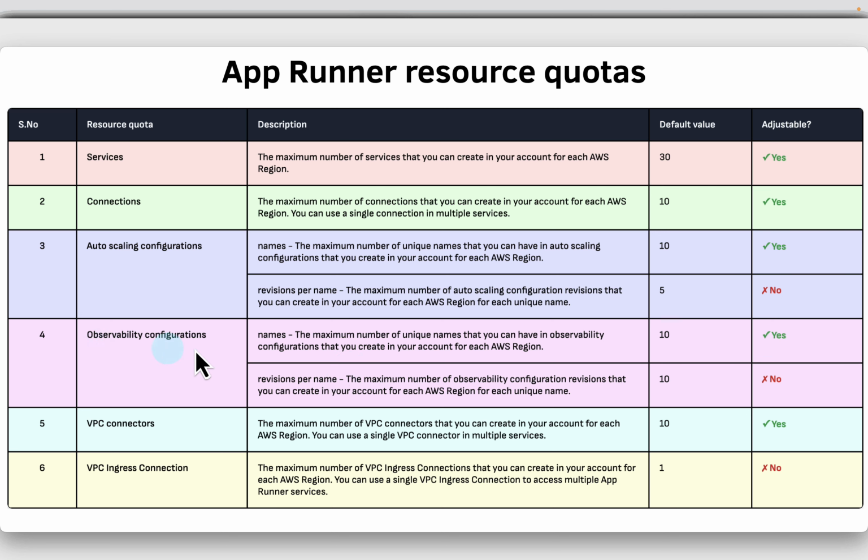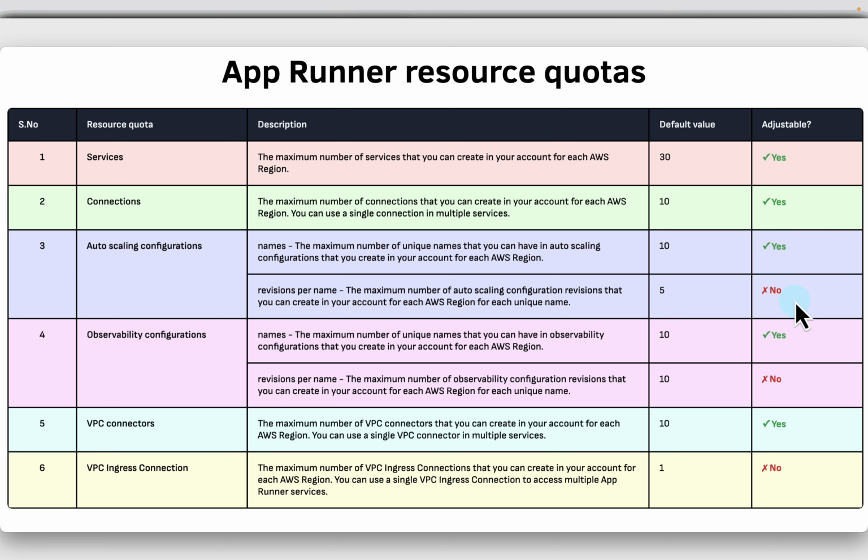Then observability configuration, again 10, and inside that 10 you can have 10 revisions per name. So again 10 into 10, this will be almost 100 total. So you can basically roll back these configurations. And then you can have up to 10 VPC connectors, the maximum number of VPC connectors that you can create in your AWS account. For every AWS region you can create up to 10.